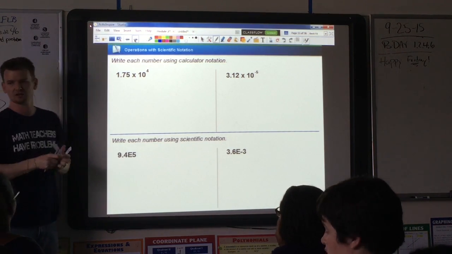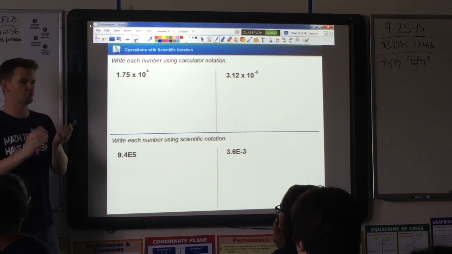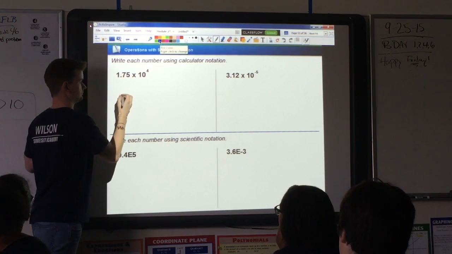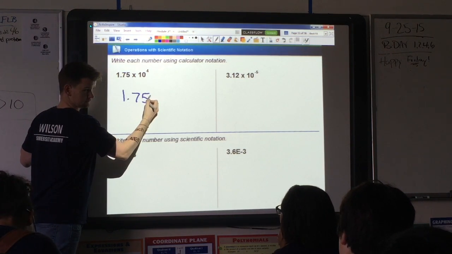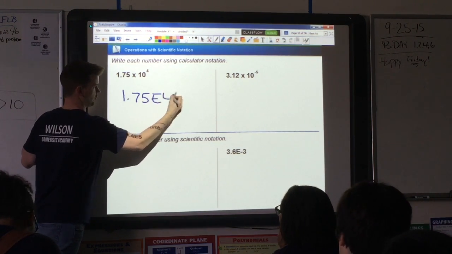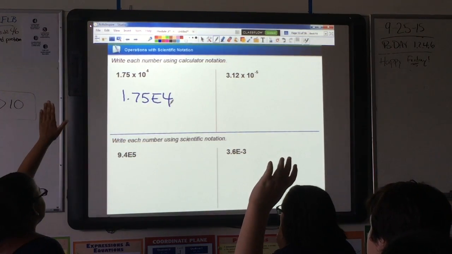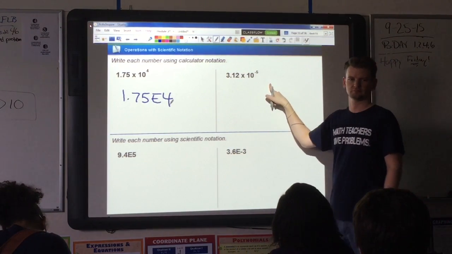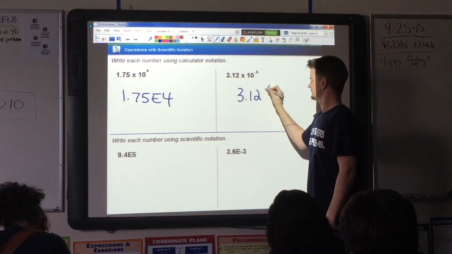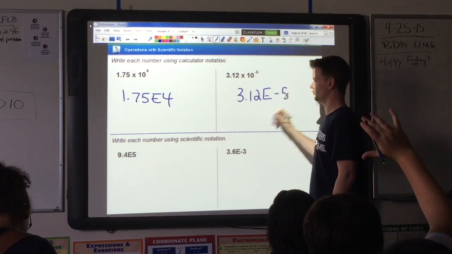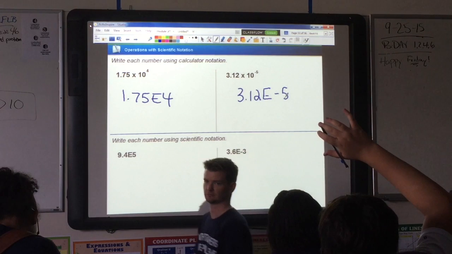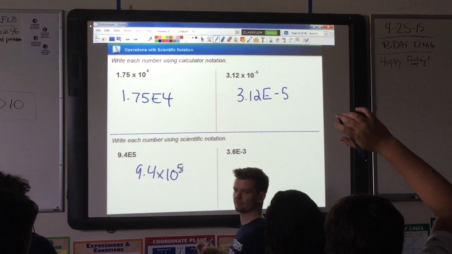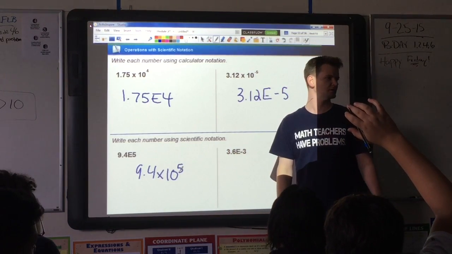Alicia, calculator notation, what's this going to be? 1.75 capital E 4. Good job. Let's go to Fiamma. What is that in calculator notation? 3.12 capital E -5. Good. Ali, what is this in scientific notation? 9.4 times 10 to the 5. Beautiful job.